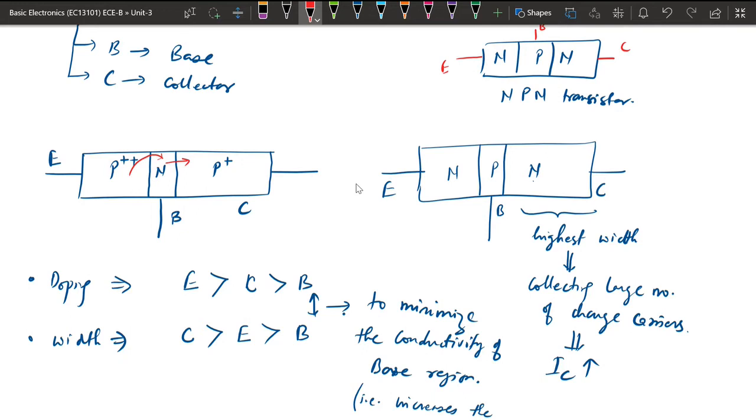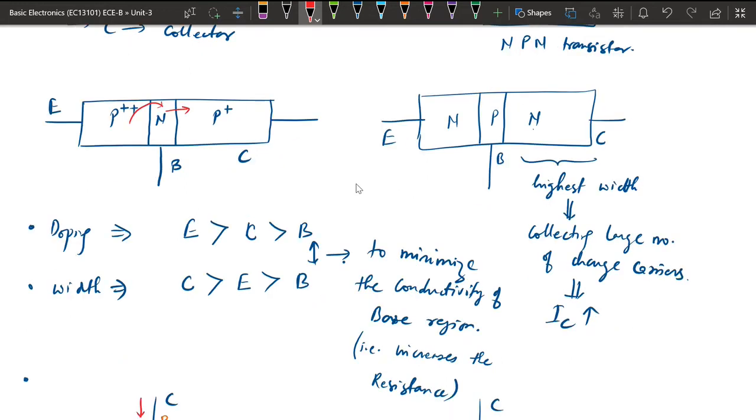Also, in the case of the transistor, the collector region has the highest width. This is because it needs to collect a large number of charge carriers so that we have a higher output current, that is, collector current. That's why the collector region is made wider.